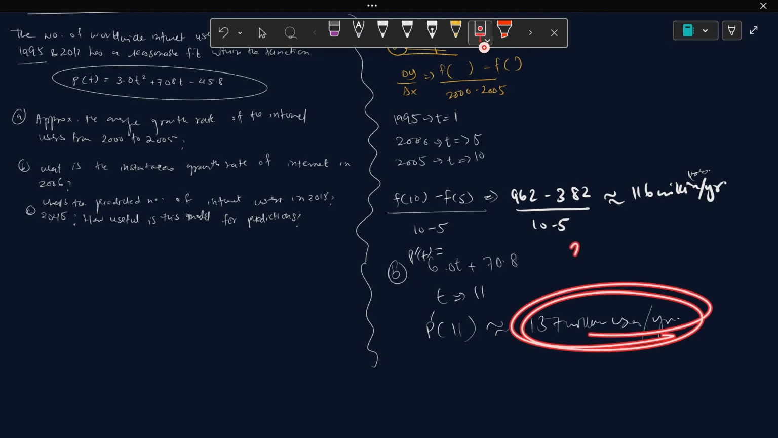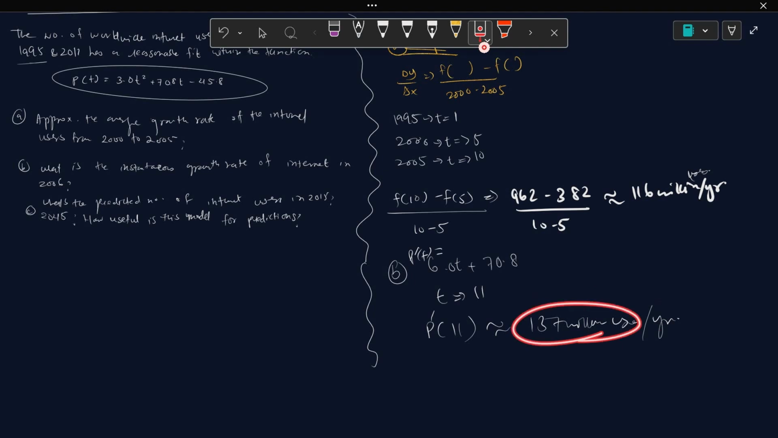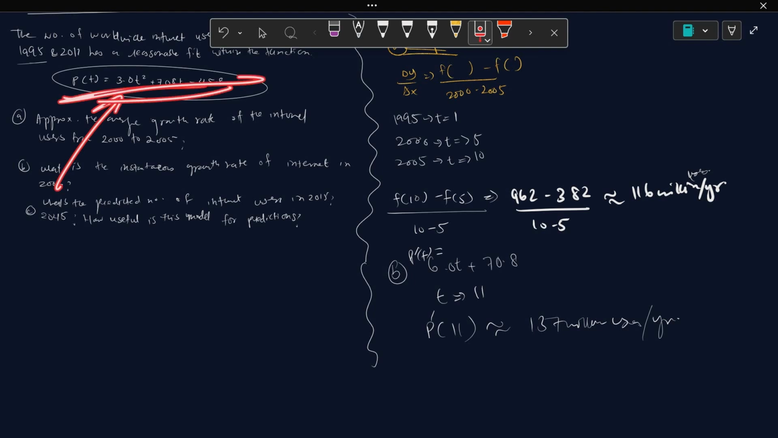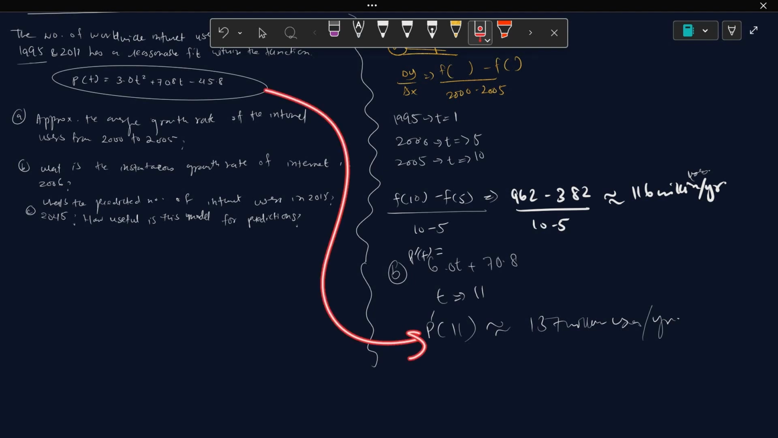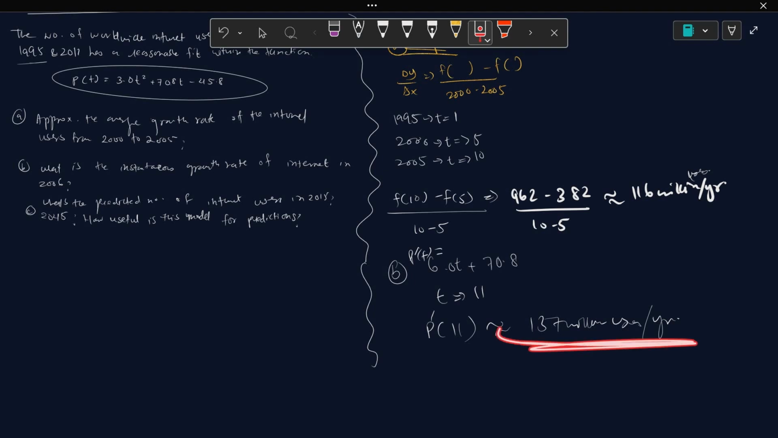What does this represent? Theoretically, this does not mean that we had 137 million users in 2006, right? That is not what it is saying. Okay, if we want to figure out the number of users in 2006, we would simply go ahead and plug 11 into this equation right over here. But what we did, we took the derivative of that one and then we plugged in 11. That means it is telling us the rate at which the users were increasing in 2006. Okay, so I hope it makes sense, and you guys know the difference between the average and the rate of change. Okay, the instantaneous rate of change.